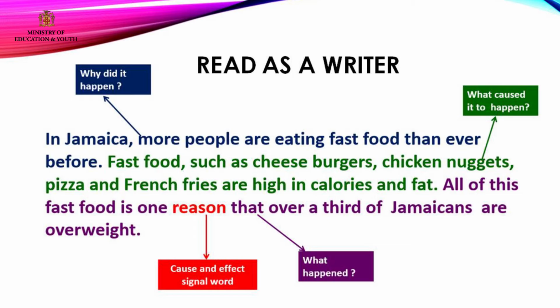We're not done yet. We're seeing that there is a special word that is highlighted in red. That is a cause and effect signal word. Reason. If you can remember, or if you wrote down the words, you'll remember that we listed a number of signal words. I'm sure you would see that reason is one of them.